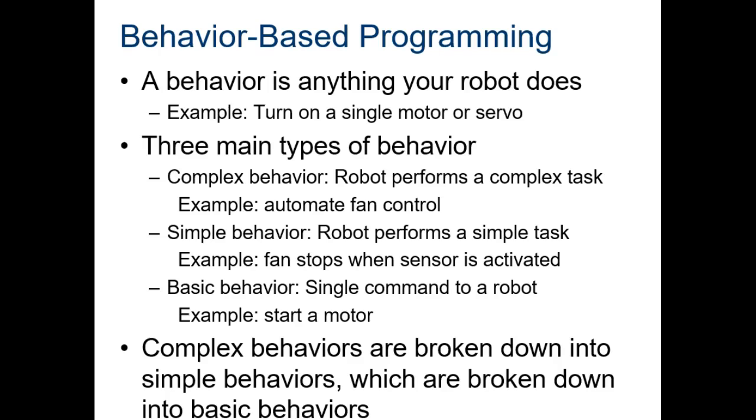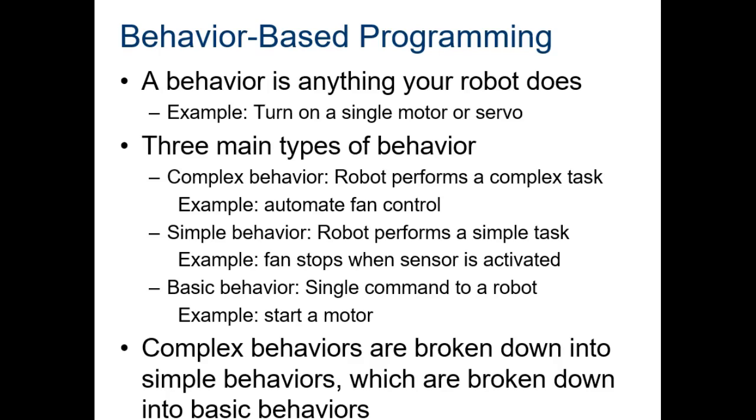So, when you're thinking about a program, there are three levels of behaviors. Complex behaviors are things like the robot walks up to a door, recognizes the door, decides which way to turn the doorknob, and turns the doorknob while pushing the door open and then passing through the door. So that is a lot for a robot to do.